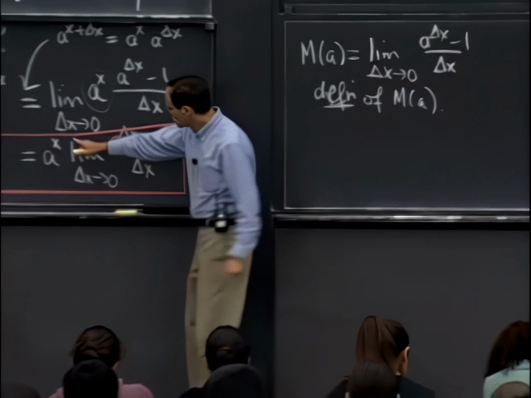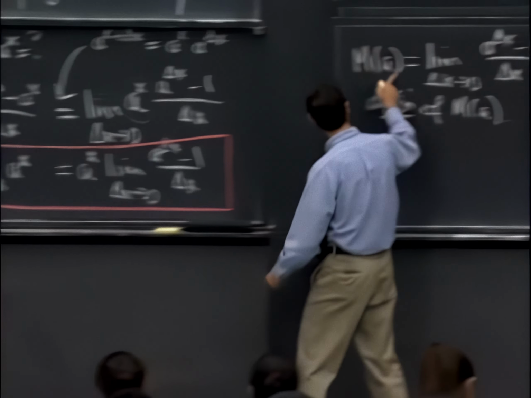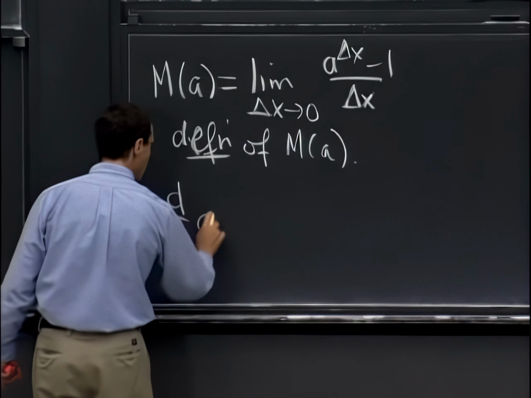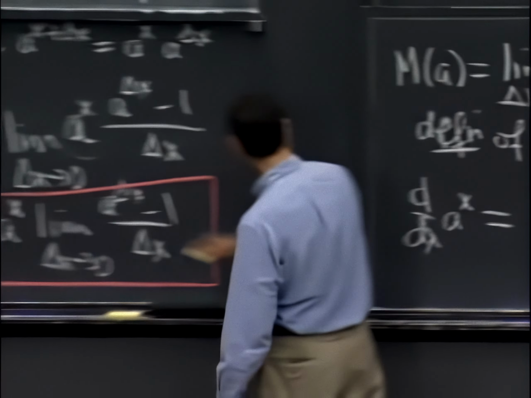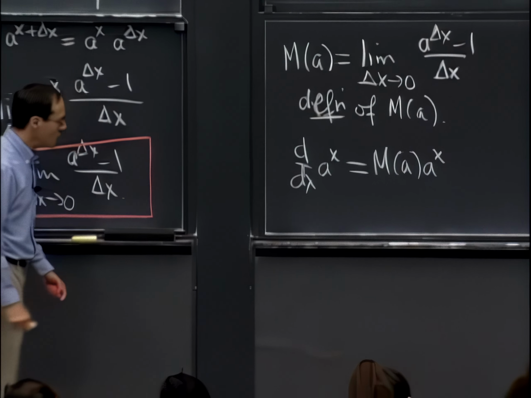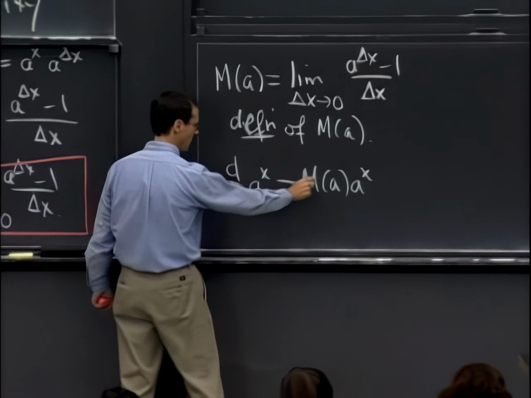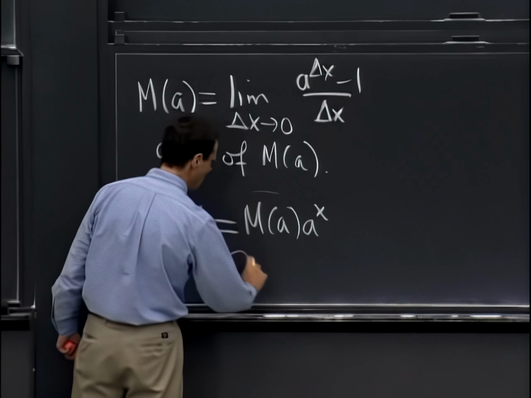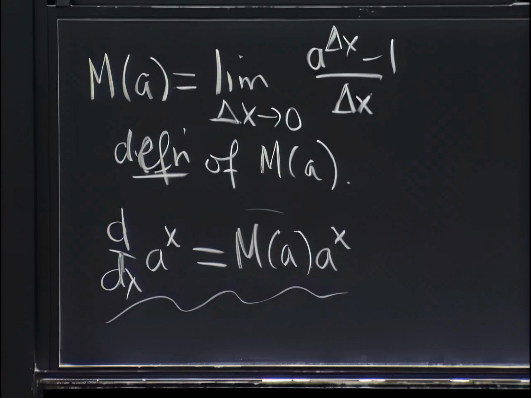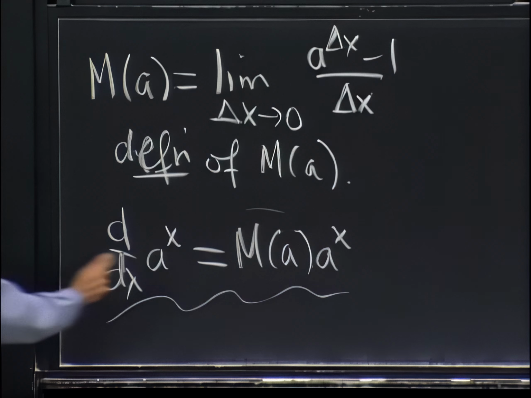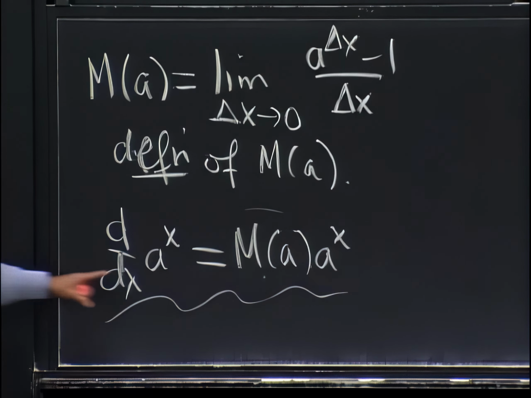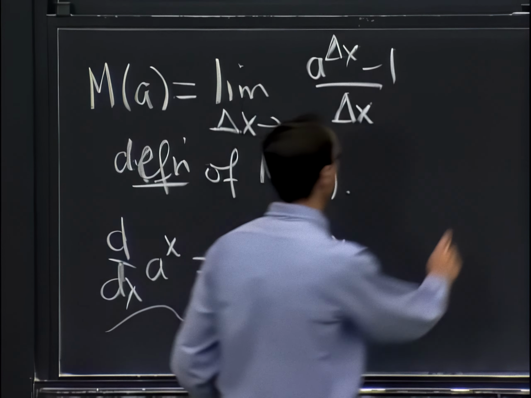So first of all, let's rewrite the expression in the box using this shorthand for this number. So if I just rewrite it, it says d by dx of a to the x is equal to this factor, which is m of a, times a to the x. So the derivative of the exponential is this mystery number times a to the x. So we've almost solved the problem of finding the derivative of a to the x. We just have to figure out this one number, m of a, and we get the rest. So now let me point out two more things about this number m of a.